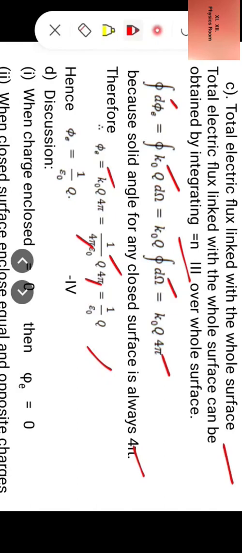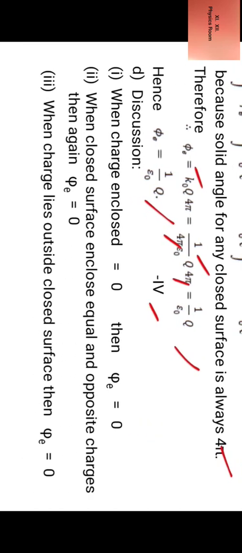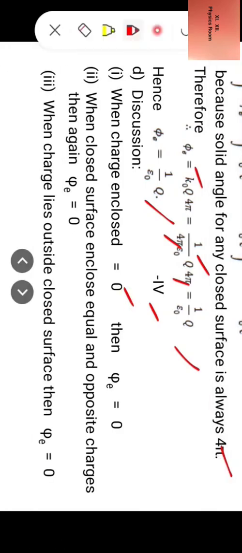Hence phi e is equal to 1 by epsilon 0 times q, where q is the charge enclosed by the closed surface. Let us mark it as equation 4. Now we come to the discussion. When the charge enclosed is 0, then the flux enclosed will be 0, because 0 divided by epsilon naught will be 0.